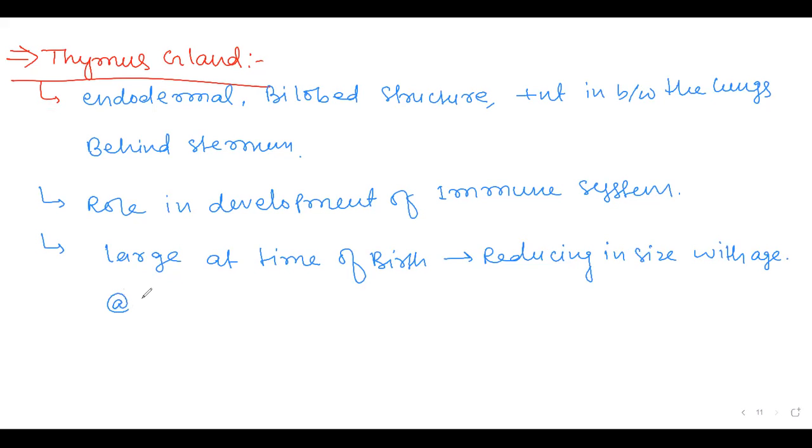At puberty, it attains a very small size. That's why immune response gradually decreases with age.